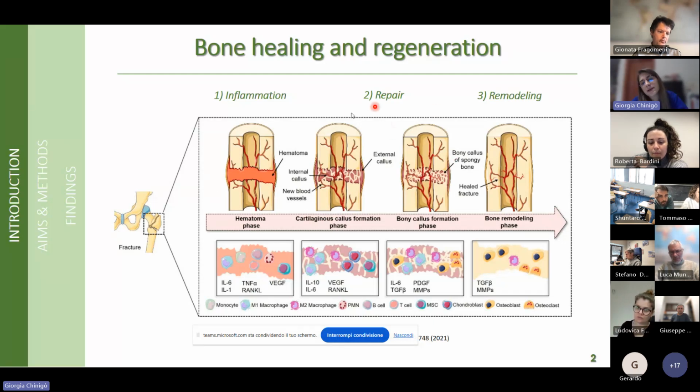In the second phase, that is the repair phase, the so-called bone callus is formed. How? Because basically mesenchymal stem cells don't differentiate just into osteoblasts, but also into chondroblasts. And so the chondroblasts start to build an external structure at the injured site, that is bone callus, in which osteoblasts start to proliferate in order to close the clot.